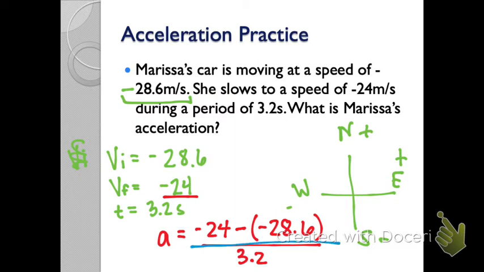It ends up being negative 24 plus, right? I've got two negatives next to each other. They're going to become a plus. So that means I'm going to take negative 24 plus 28.6. Then I need to divide that by 3.2, and I get an acceleration equal to about 1.44 meters per second squared.